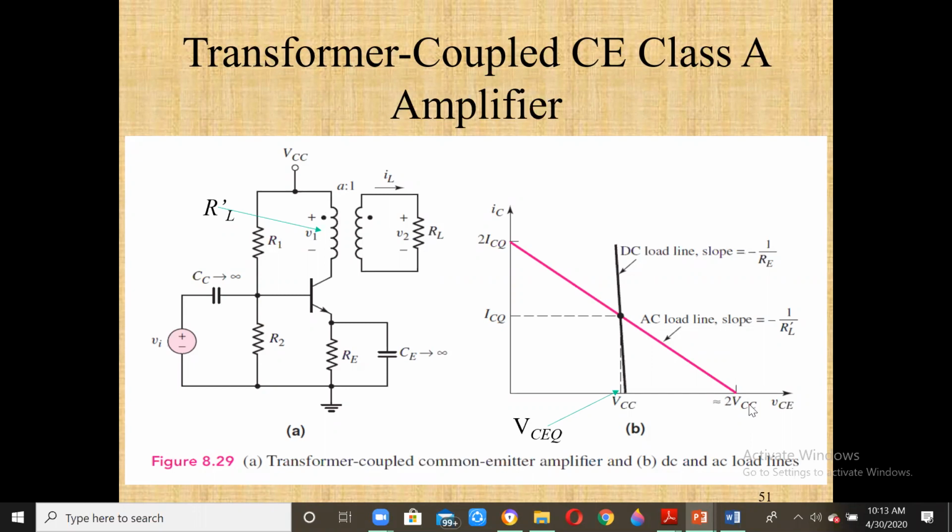Okay, and you can see that when the DC load line is there, then VCC is this point, and VCEQ is this point. So both are the same, both are equal to each other. VCC as well as VCEQ are equal to each other, and this will be almost double of that VCC, so that will correspond to 2 VCC at the VCE.